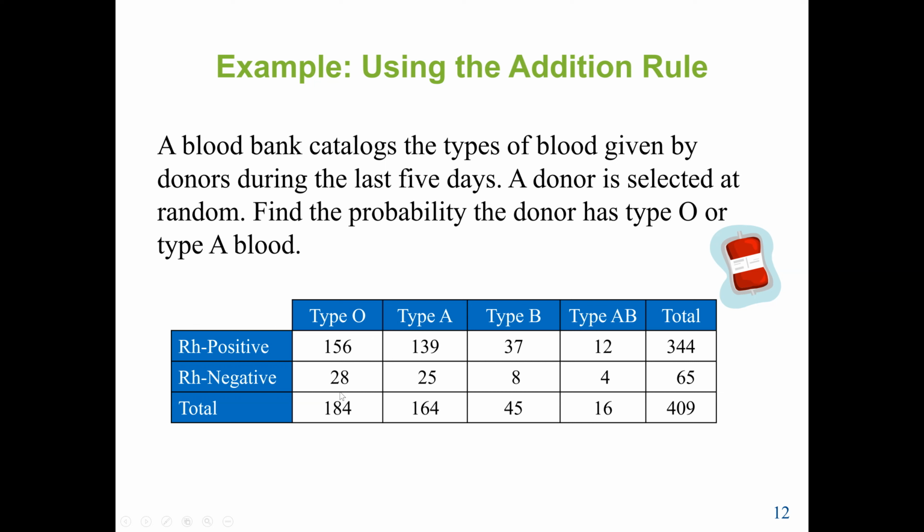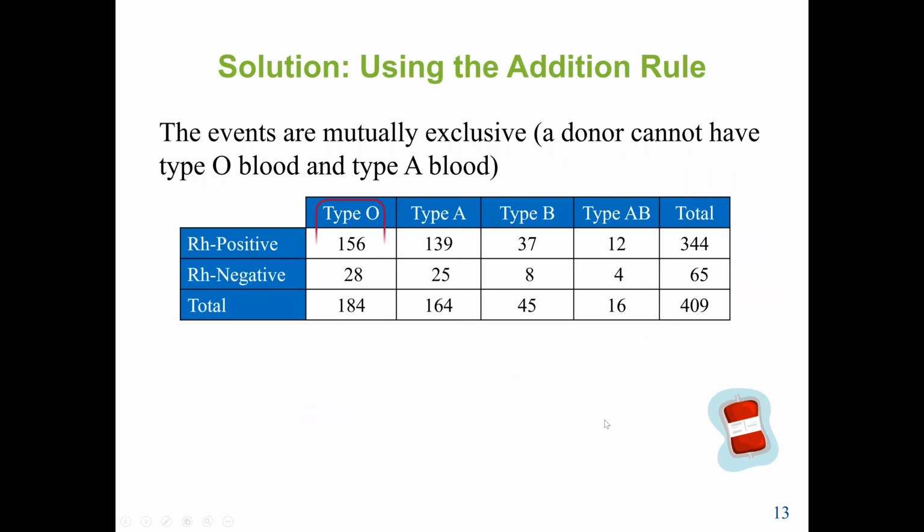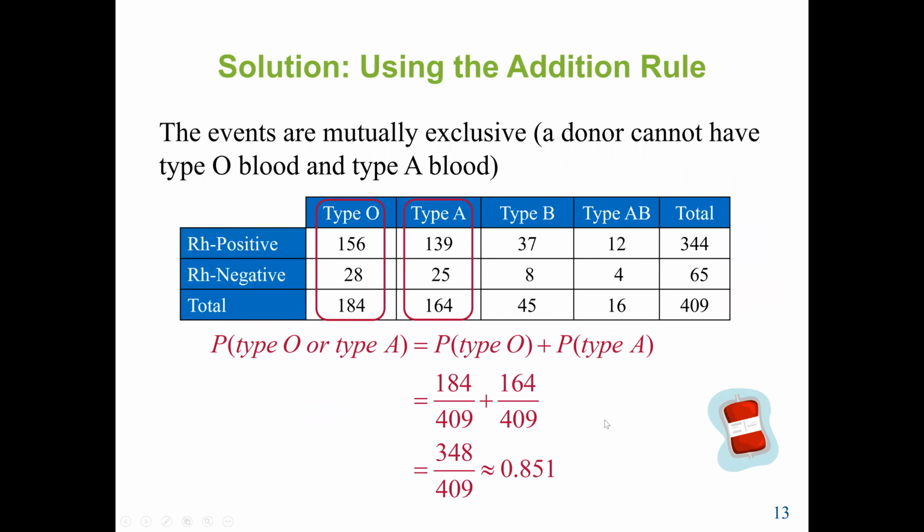So we have type O here or type A. So what's the probability of having type O? It doesn't matter whether it's Rh positive or Rh negative. We know type O total is 184. Type A total also is 164. And the total is 409. First thing we need to do is to determine if this is mutually exclusive or not mutually exclusive. Of course, this is mutually exclusive because a person cannot have 2 blood types. So either my blood type is type O or type A.